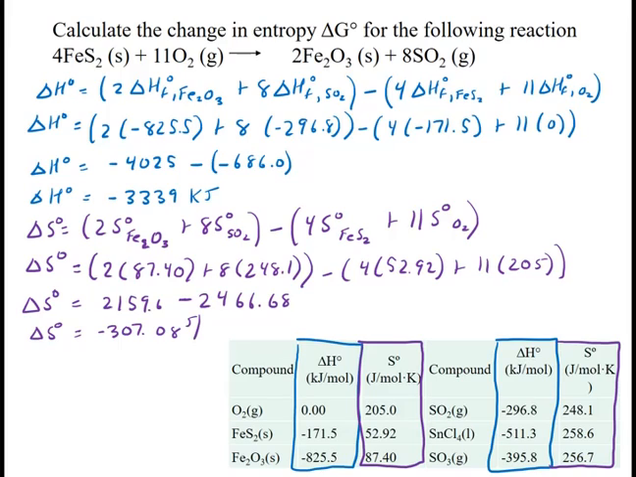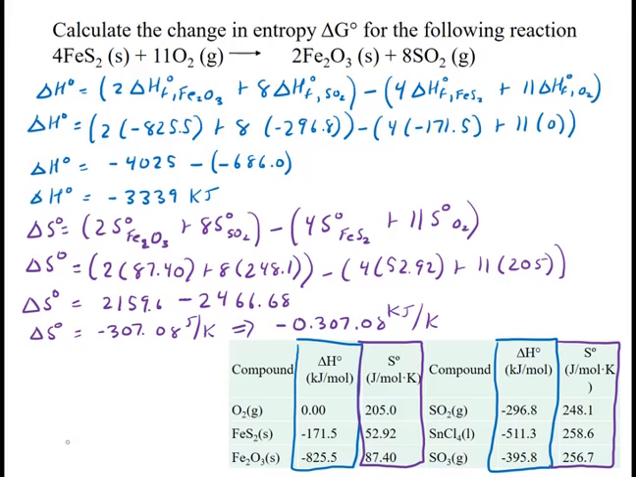Again, that's in joules per K. It needs to be in kilojoules, so I divide by 1,000, or move the decimal place 3 to the left, so it becomes a negative 0.30708, and that's now in kilojoules per K.